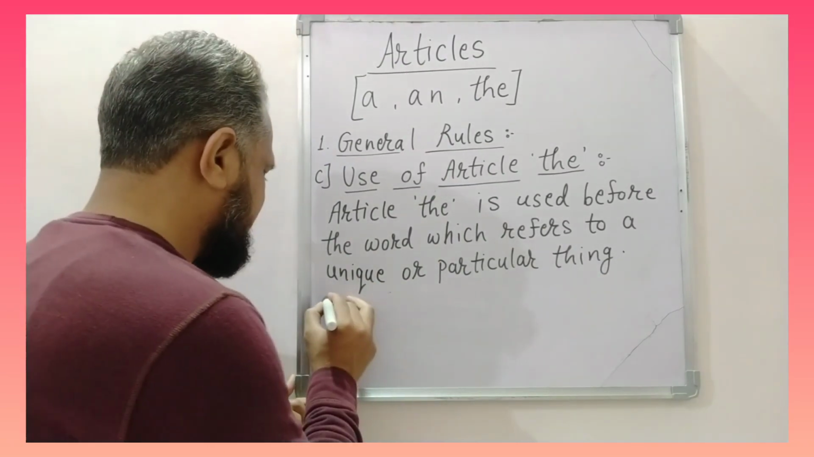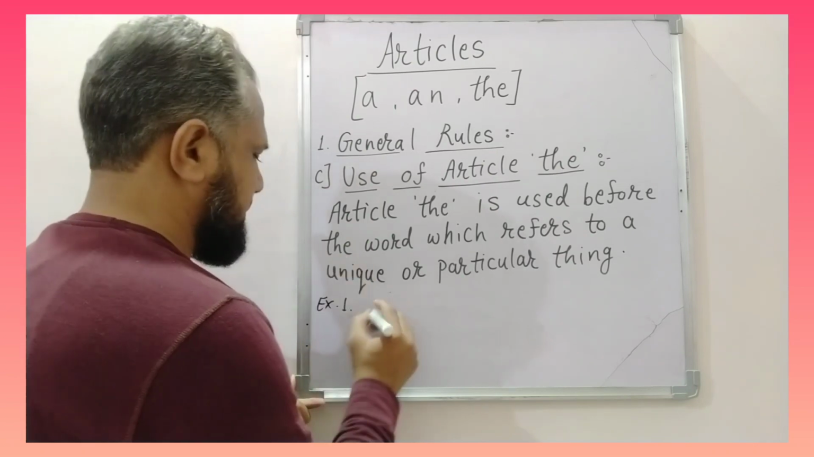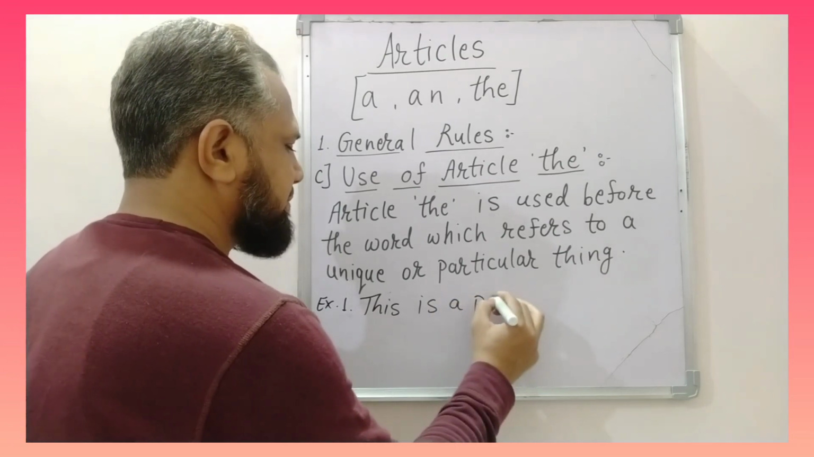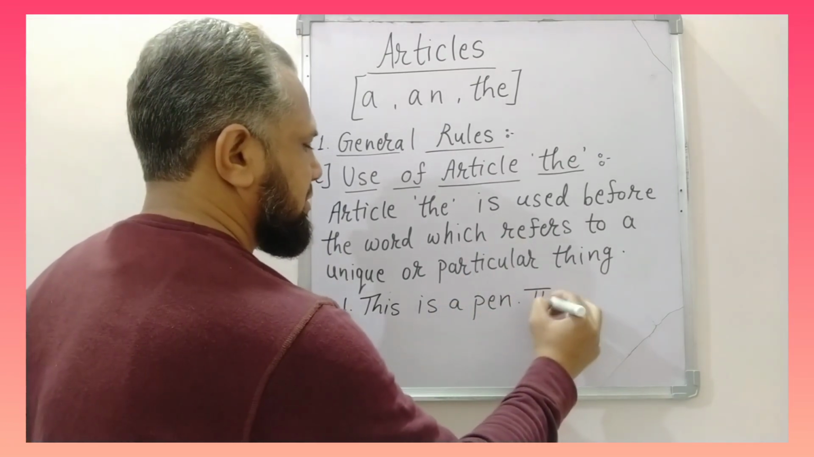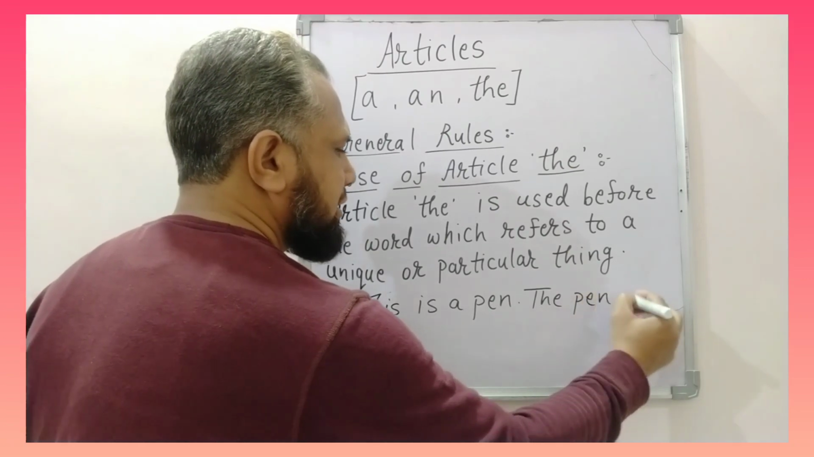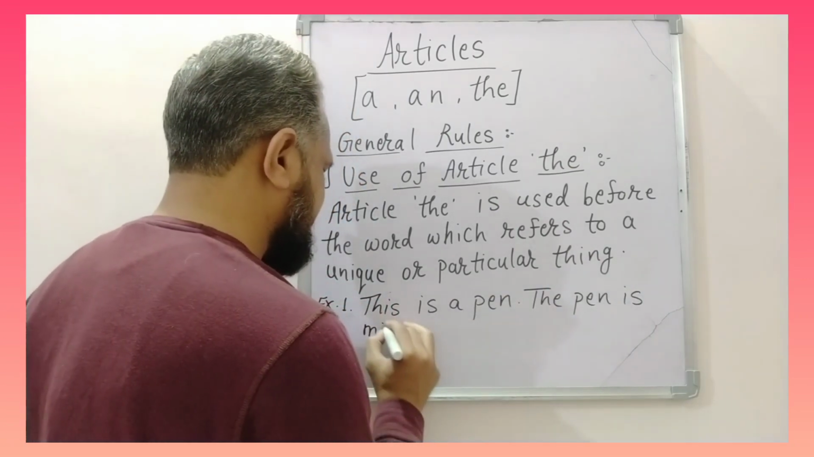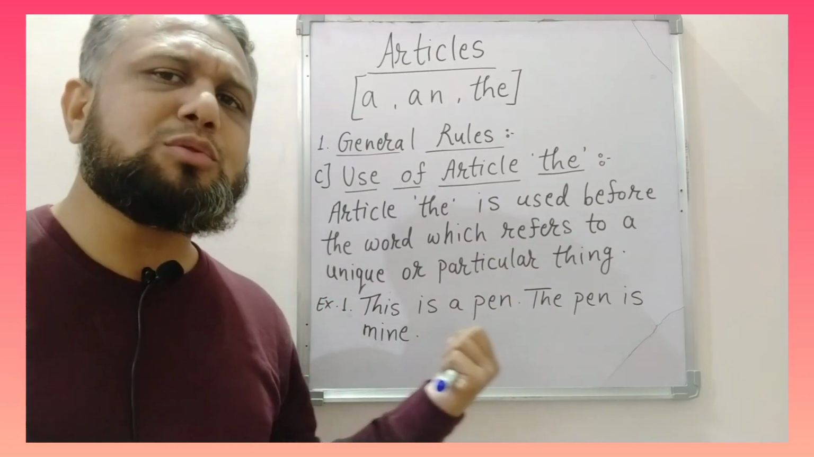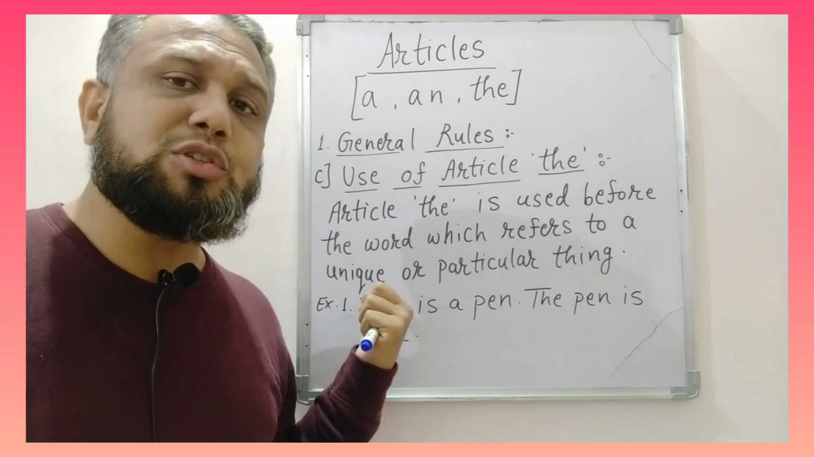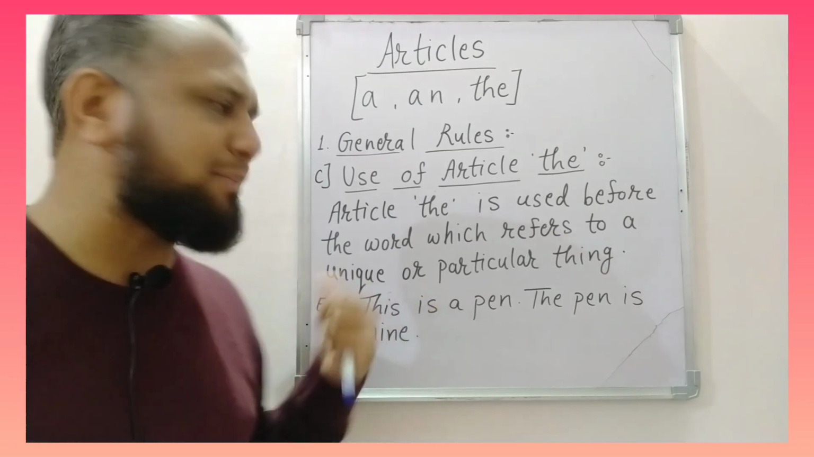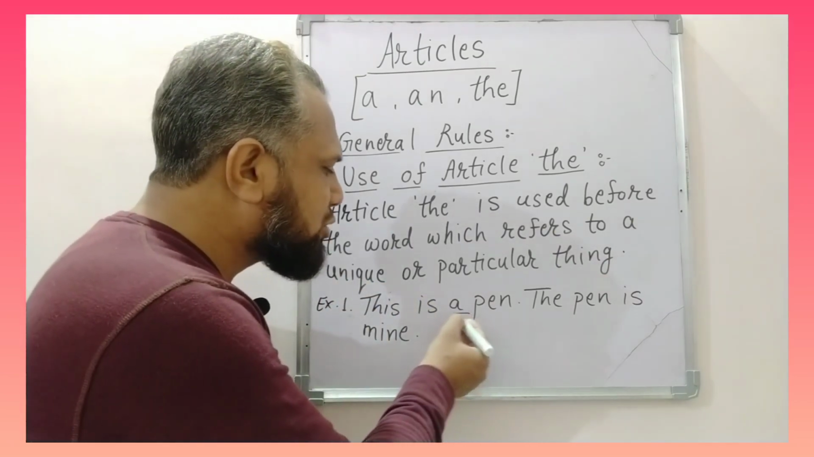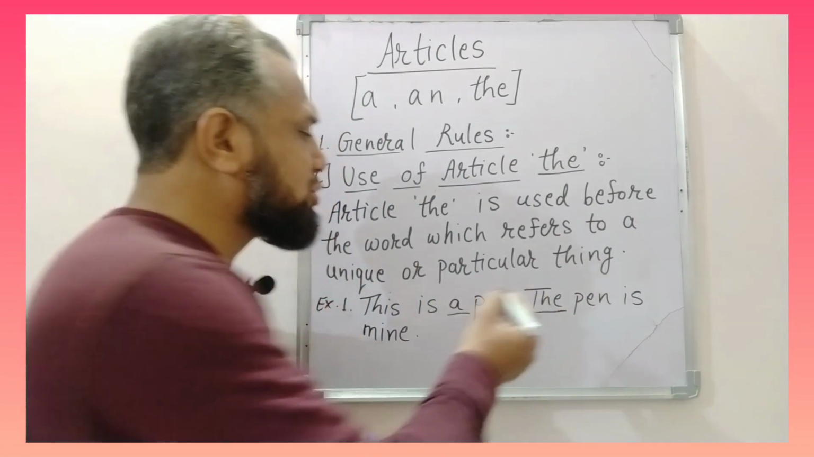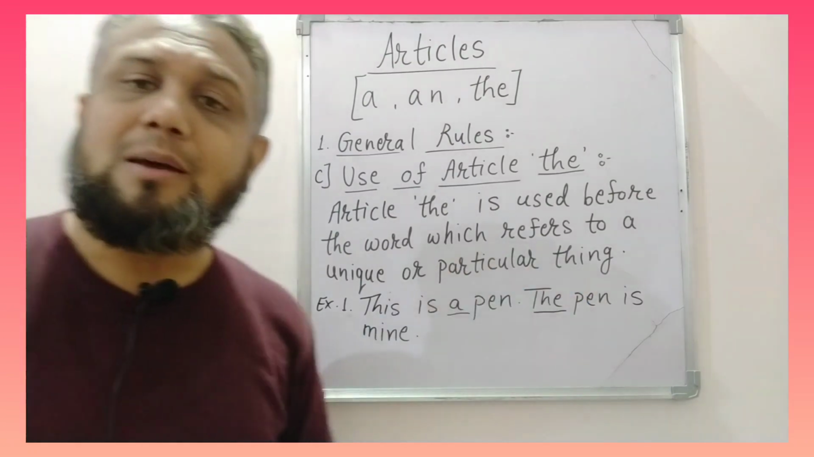Look carefully. This is a pen. The pen is mine. Now look at both the two sentences. It means I have used two sentences in a single example, and in the first sentence I used a before pen, and in the second sentence I have used the before the same thing, that is pen.